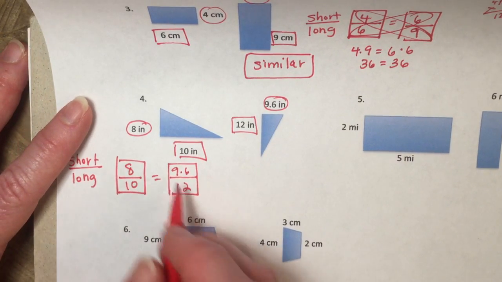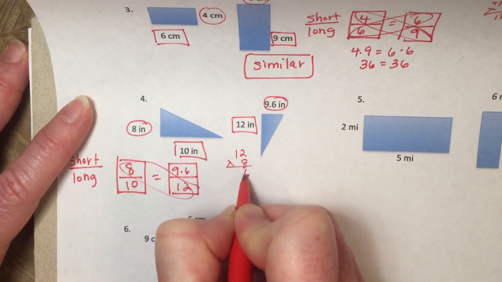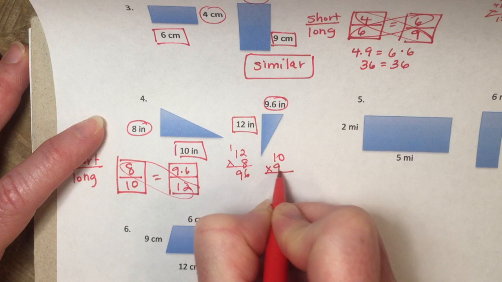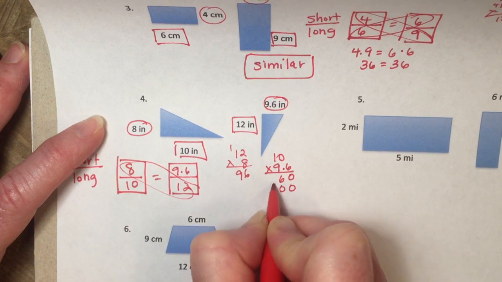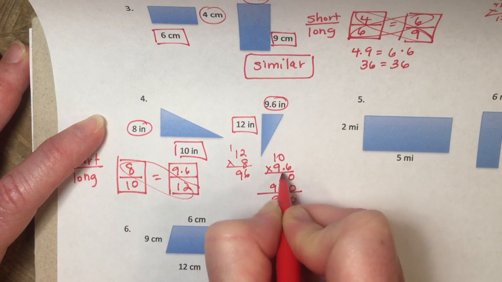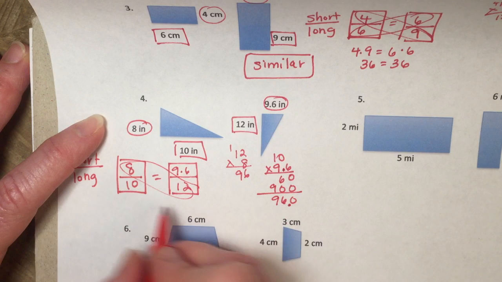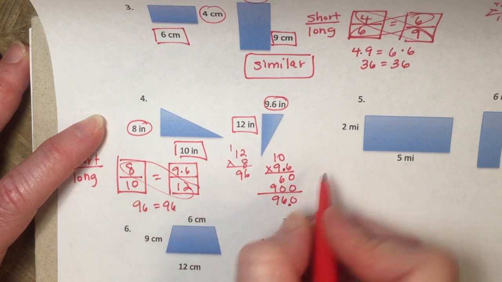When I multiply 8 times 12, I get 96. When I multiply 10 times 9.6, I get 960, but don't forget about this decimal here, so I need to move that over 1 place because there's 1 here. So these are both actually equal to 96. So yes, these are similar.